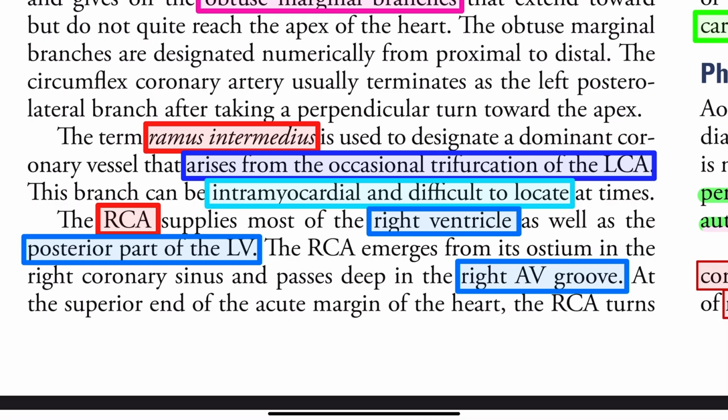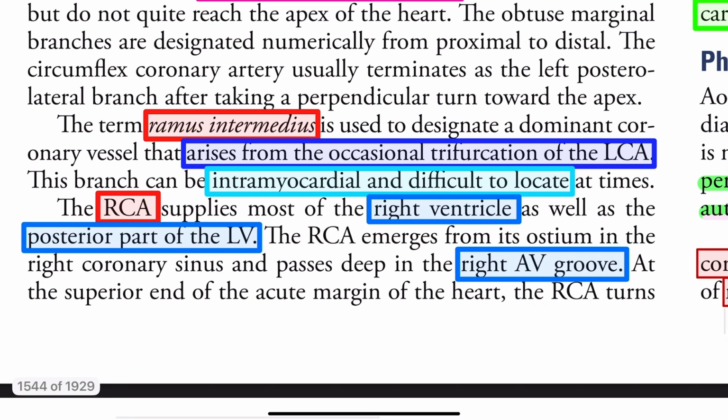Okay, now come to the right coronary artery. Okay, so the right coronary supplies most of the right ventricle as well as the posterior part of the left ventricle. So they will ask, the posterior part of the left ventricle is supplied mainly via the right coronary artery. Okay, and this right coronary artery runs in the right AV groove. On the left side of the AV groove runs the left circumflex artery.